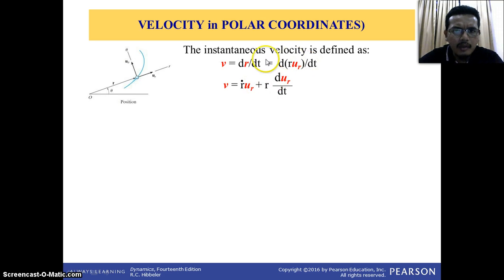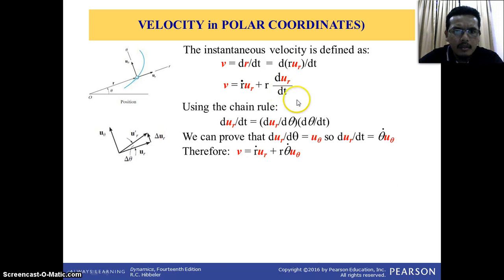The instantaneous velocity is defined as the vector v equals dr/dt, where r is the position vector r ur. Differentiating, we get r dot ur plus r dur/dt. Using the chain rule, the velocity vector is equal to r dot ur plus r theta dot u theta.